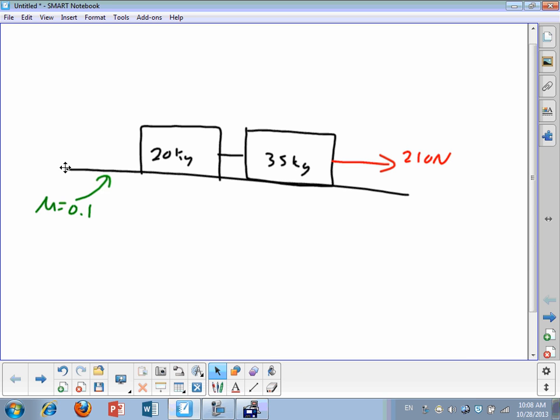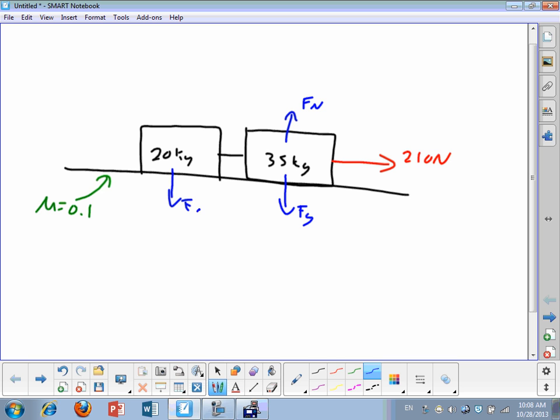First thing I want to do is find the forces on this object. I've got a force gravity and a force normal. I have a force gravity and a force normal. Other forces, a force friction, and a force friction. We'll try to find these forces if we can.